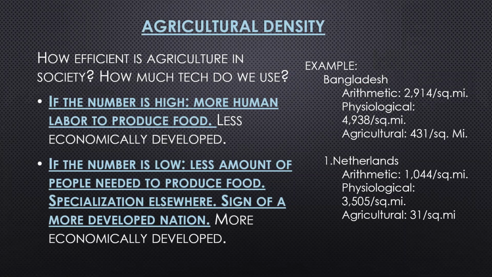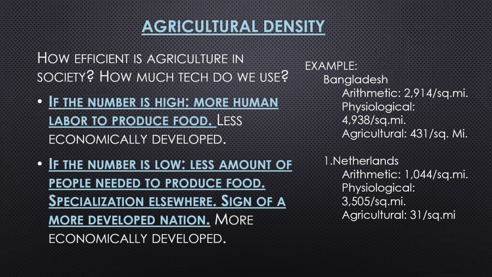Awesome. So agricultural density is next. And agricultural density is basically just trying to answer the question, how efficient is agriculture in society and how much tech does a country use? If the number is high, if agricultural density is high, that means more human labor is needed to produce food. And it'll also mean that that country is probably less economically developed. If the number is low, less people are needed to produce food, so the country doesn't necessarily need a high amount of farmers, and there can be specialization elsewhere.